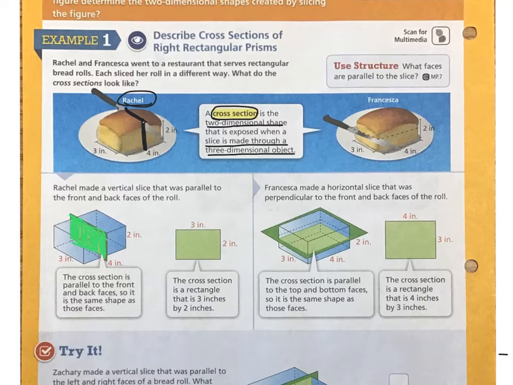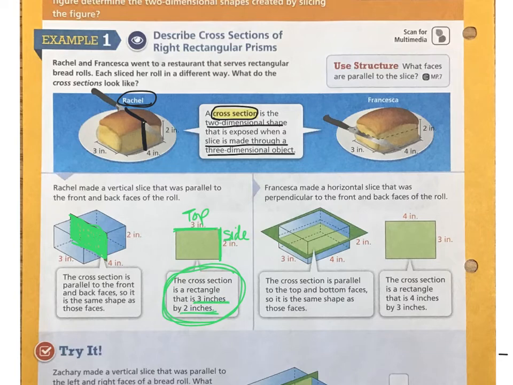is the slice that is made through the middle portion of that roll, where the 3 inches is the top and the dimension of 2 inches is the side. So her top and bottom are the 3 inches and the 2 inches is her side. So the cross section is a rectangle that is 3 inches by 2 inches.